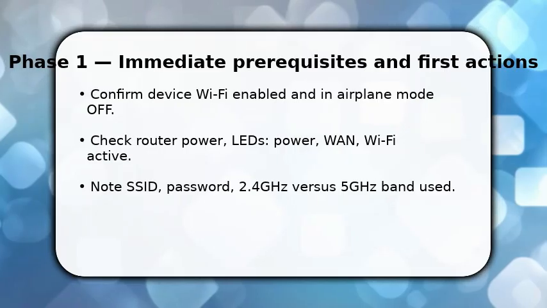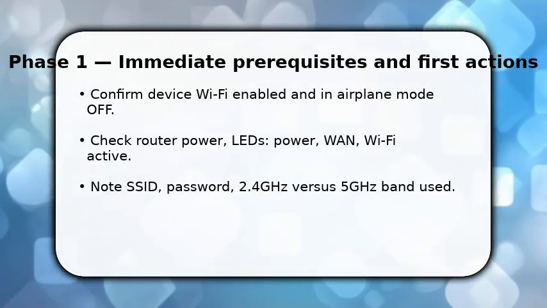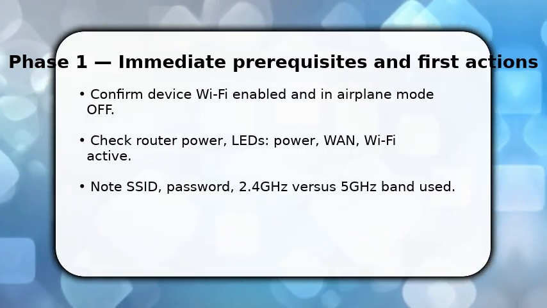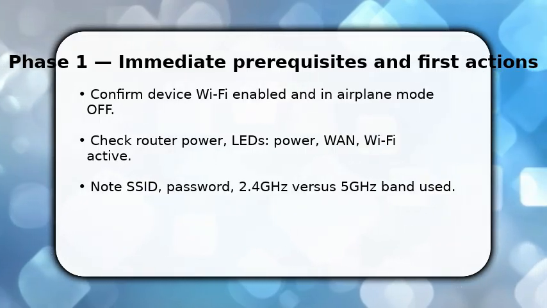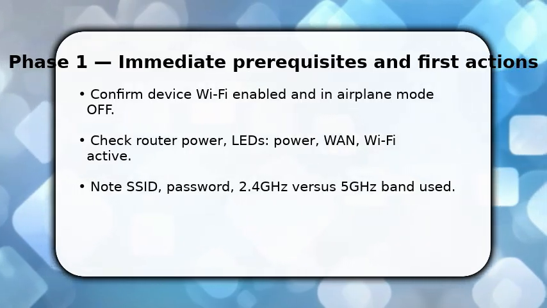You begin by eliminating easy causes. Make these checks now. First, confirm Wi-Fi is enabled and airplane mode is off on your device. Next, look at the router. Power, WAN, and Wi-Fi LEDs should be lit. If not, power cycle the unit by unplugging 10 seconds and replugging.